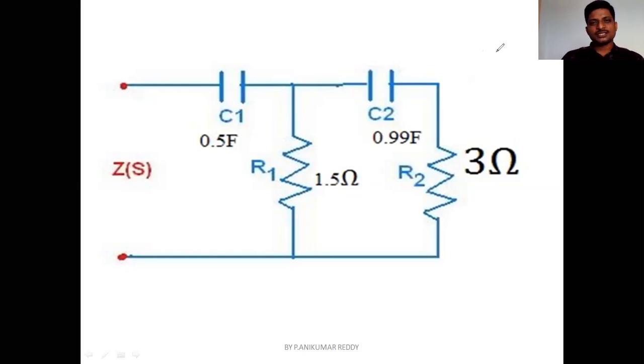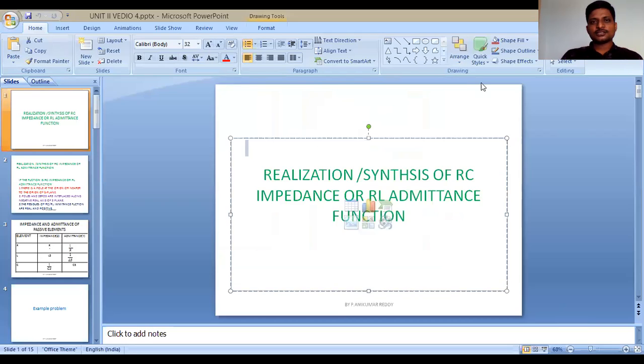So this is called an RC impedance function. The same method can be applied for an RL admittance function because the properties are the same. But instead of Z of S, we are going to get Y of S. Instead of a capacitor, we are going to have an inductor. That's the only difference. So I hope you understand it well. And this is it about the realization of RL admittance and RC impedance functions.